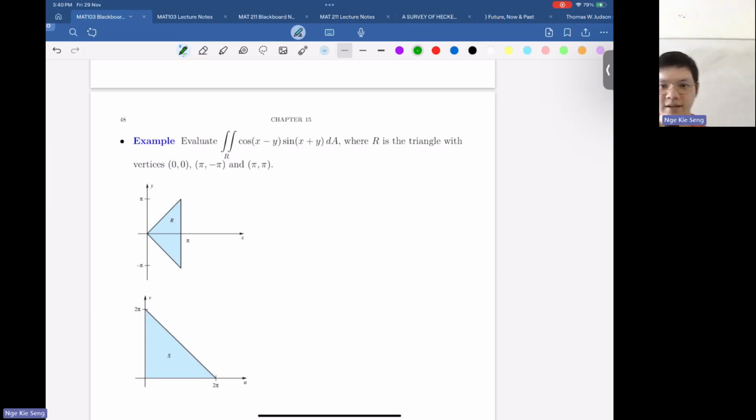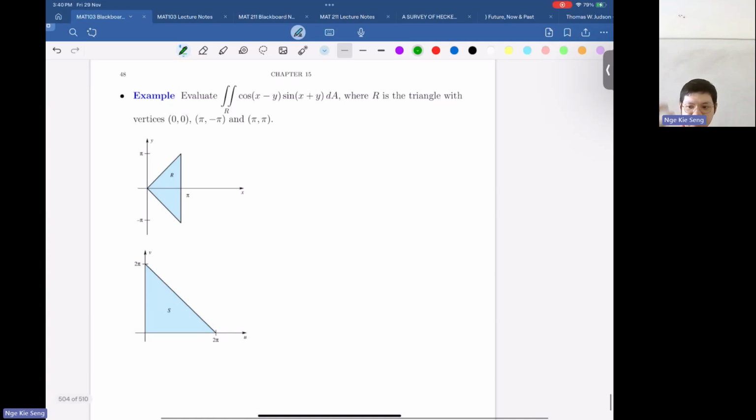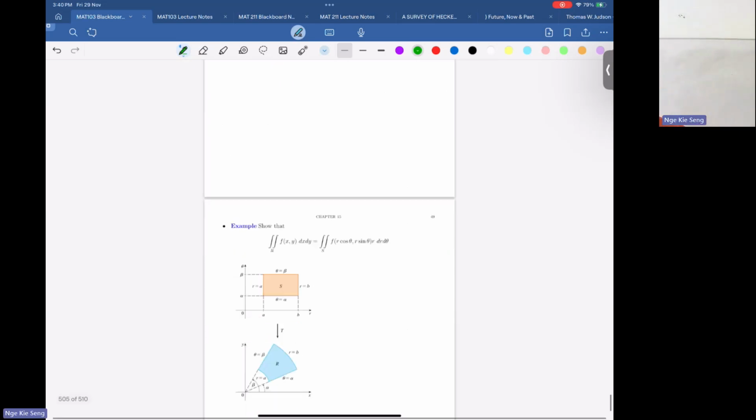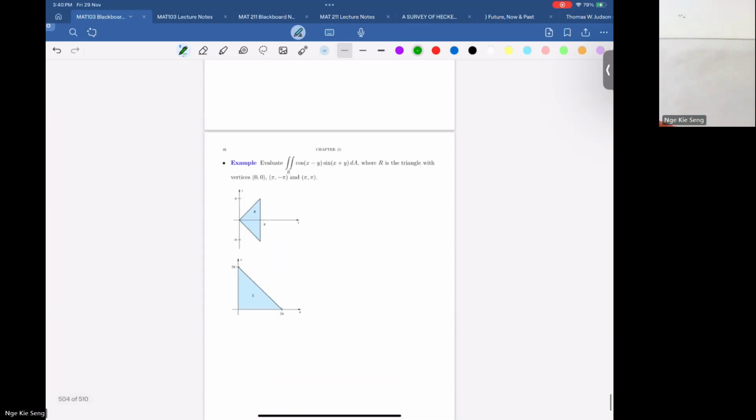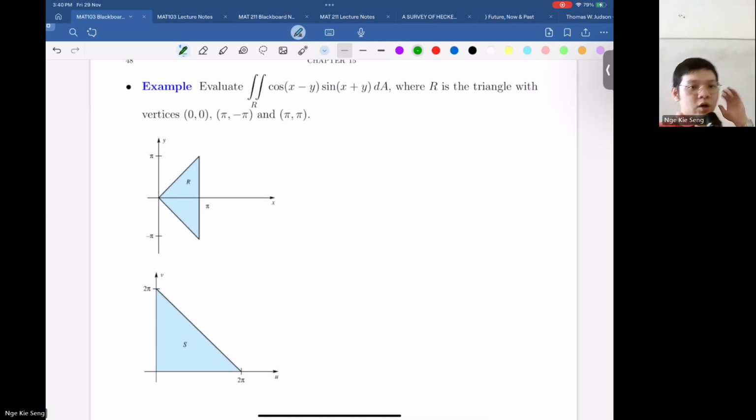So let's try these examples. 看一下这个 example，我们要不要做这个？Okay, let's look at this example here. So this is a different transformation here. 几点了？还是做另外一个比较好？好吧，做这个。All right, so let's look at this one. Evaluate this function dA with vertexes 0, 0, pi, minus pi, and pi, pi. So actually the domain is this one. So this is the domain.